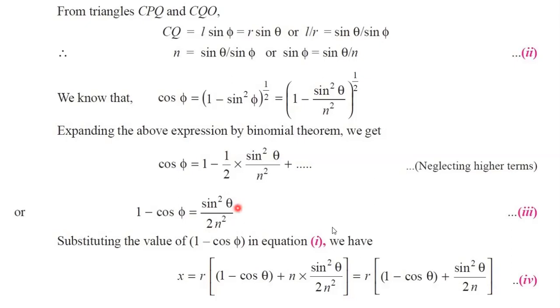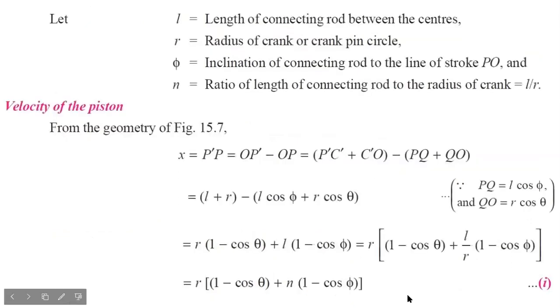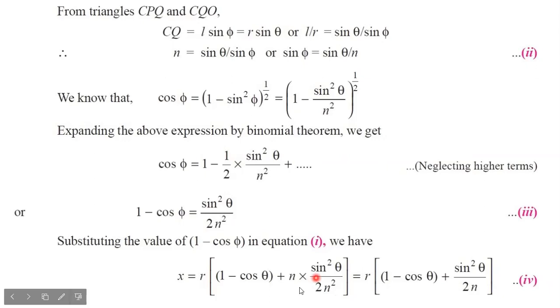This is the third equation. Now substitute this third equation in equation 1: instead of 1 minus cos phi, substitute sin square theta by 2n square. So we will be having this; n and n get cancelled, and we write 1 minus cos theta plus sin square theta by 2n, as n gets cancelled, right? So this is the fourth equation.